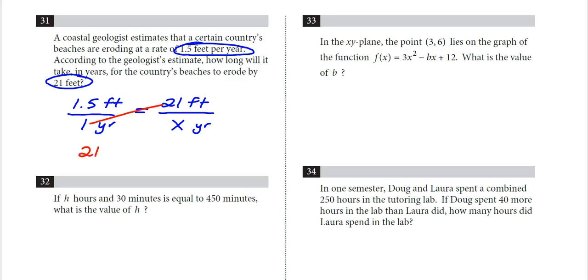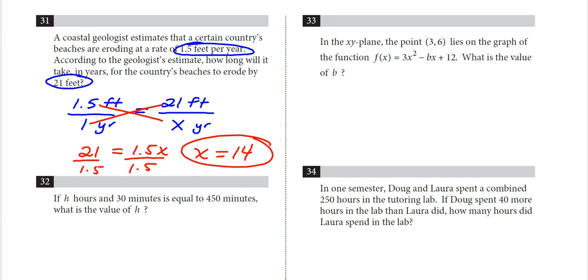1 times 21 is 21. 1.5 times x is 1.5x. And divide both sides by 1.5. And I figure out that x equals 14. So it looks like it'll take 14 years.